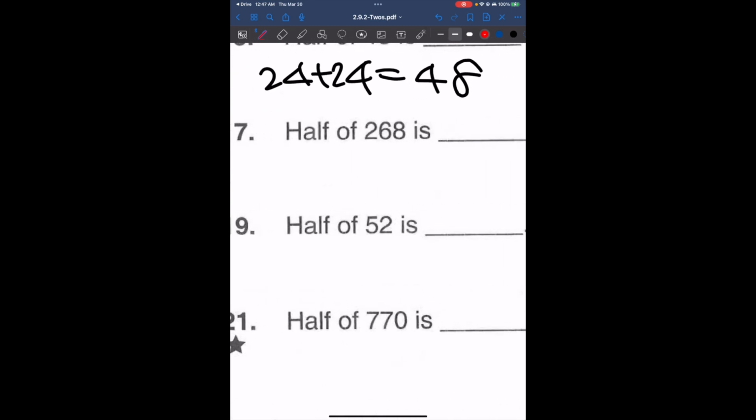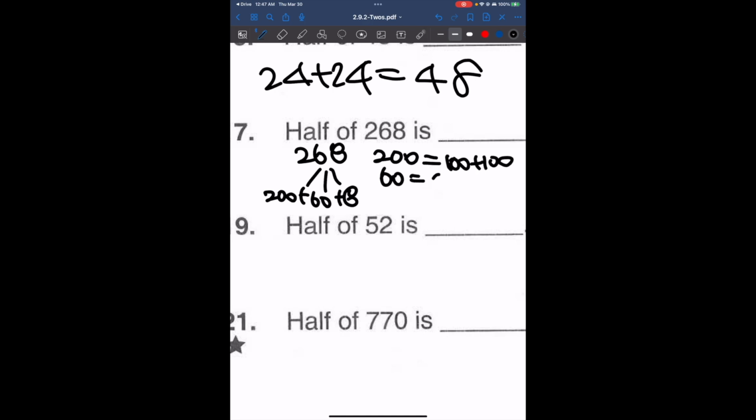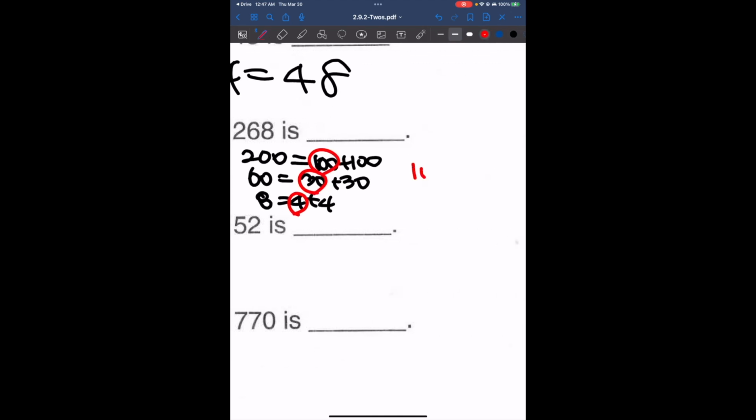Now we have half of 268. For this, we can split 268 into 200 plus 60 plus 8. 200 is 100 plus 100. 60 is 30 plus 30. And 8 is 4 plus 4. So we're going to add the halves of each number. So that's going to be 100 plus 30 plus 4, which is 134.